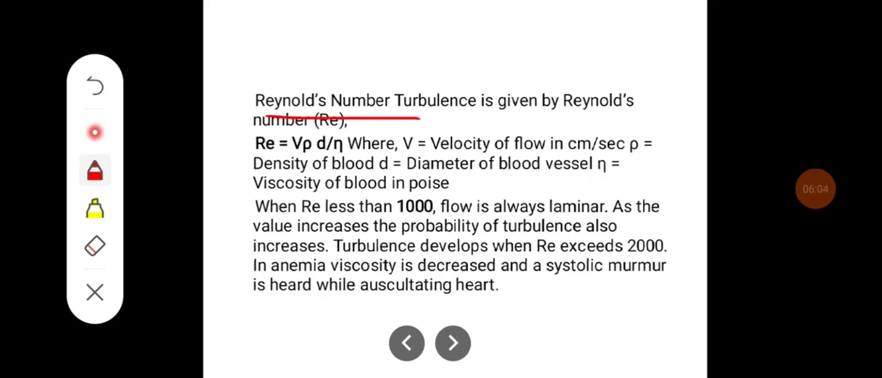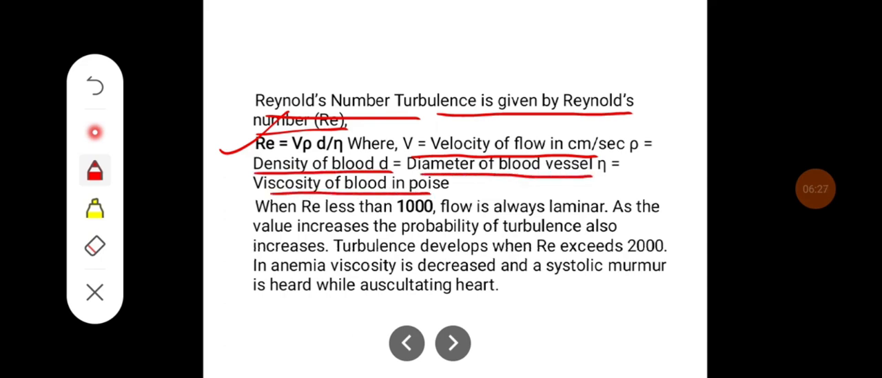Turbulence is given by the Reynolds number. Reynolds number is equal to v ρ d divided by μ, where v is the velocity of flow in centimeters per second, ρ is the density of the blood, d is the diameter of the blood vessel, and μ is the viscosity of the blood in poise.